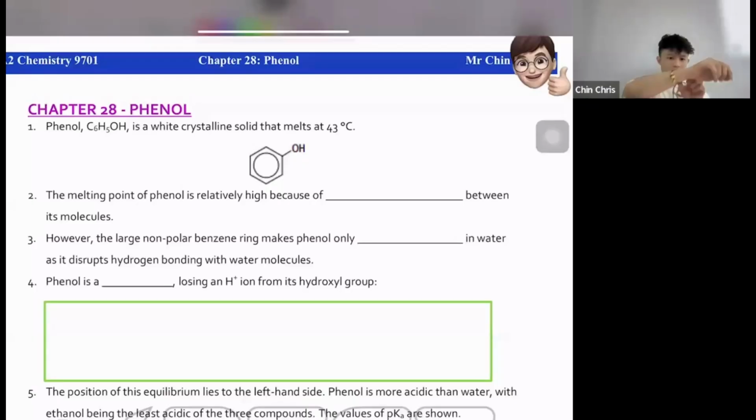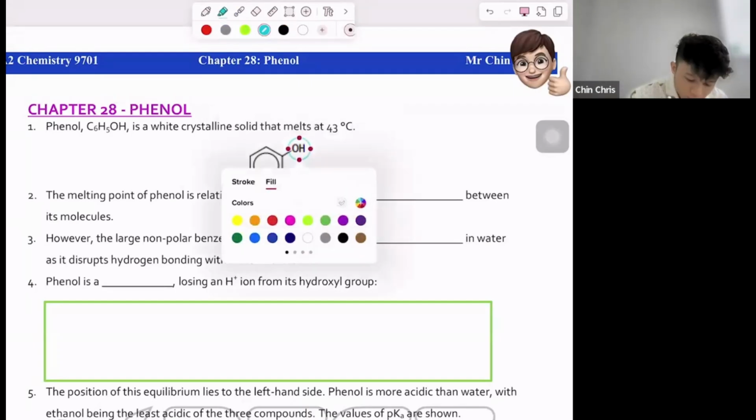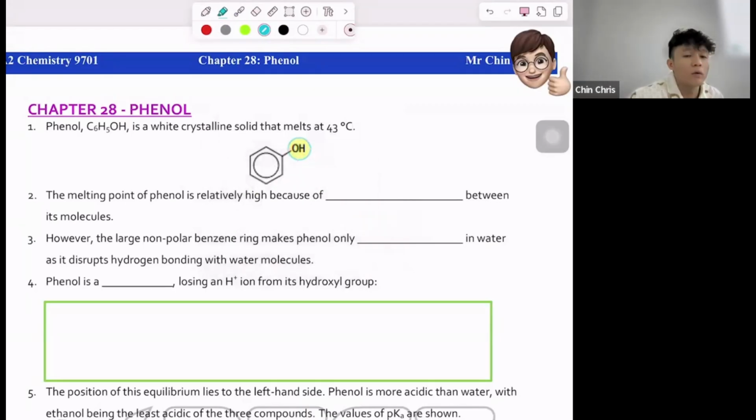Alright guys, first let's look at the property of phenol. So what is a phenol? It's basically an alcohol attached on a benzene group. So you see this hydroxyl on the benzene group, that we call phenol. We don't call it hydroxybenzene, we just call it phenol.